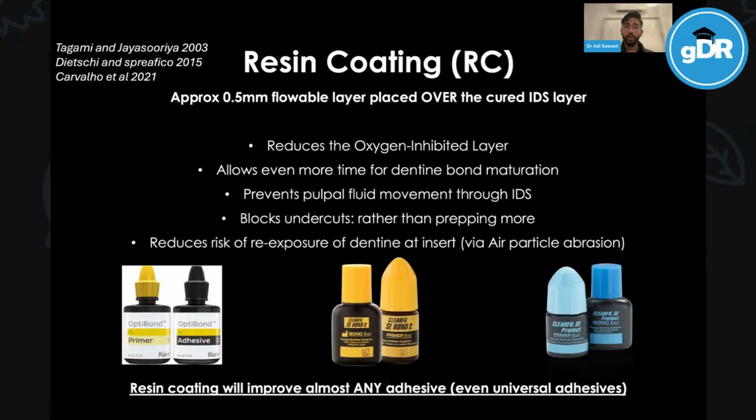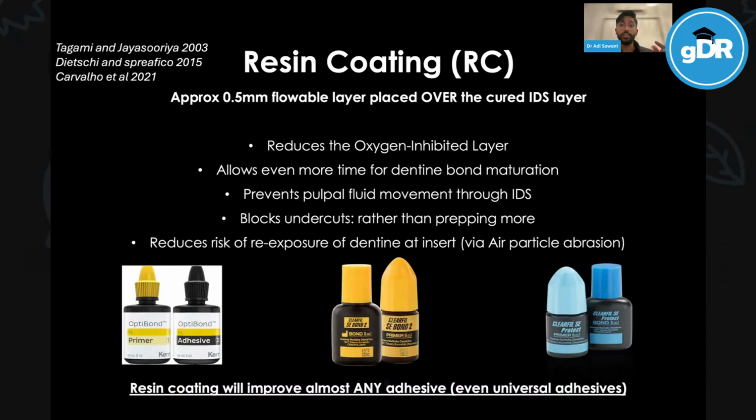The key difference between OptiBond FL and SE Bond is that SE Bond's quite thin and it's self-etch. So when I'm IDSing with it, all I'm doing is air particle abrading and applying my dentine bond over the dentine, and I'm not etching when I'm doing my IDS layer, because the self-etch in SE Bond 2 is going to mildly etch the dentine to an appropriate layer. With OptiBond FL, though, it's a total etch fourth gen system, so I'd be total etching everything for 15 seconds. So in that way, they differ a little bit.